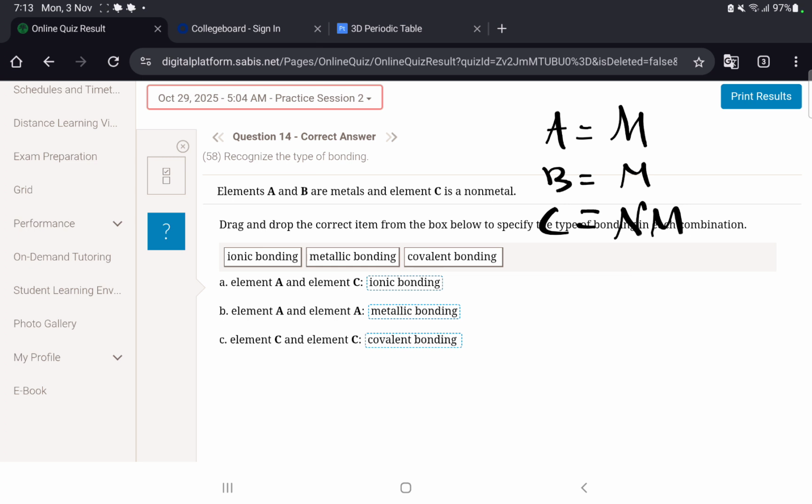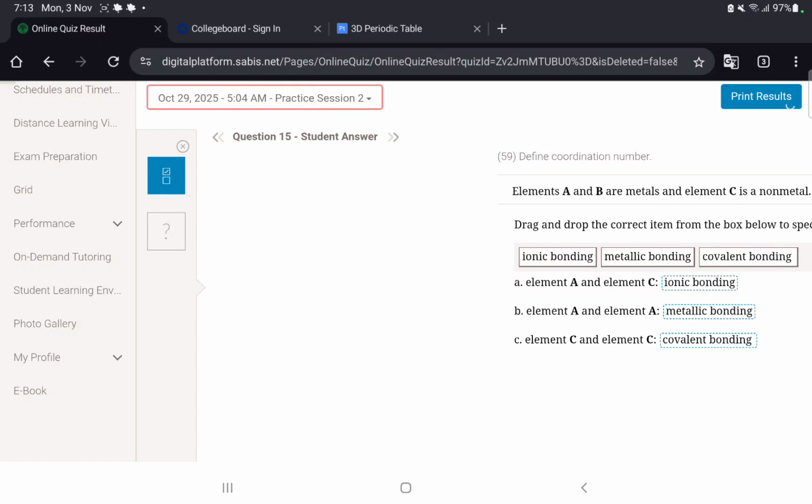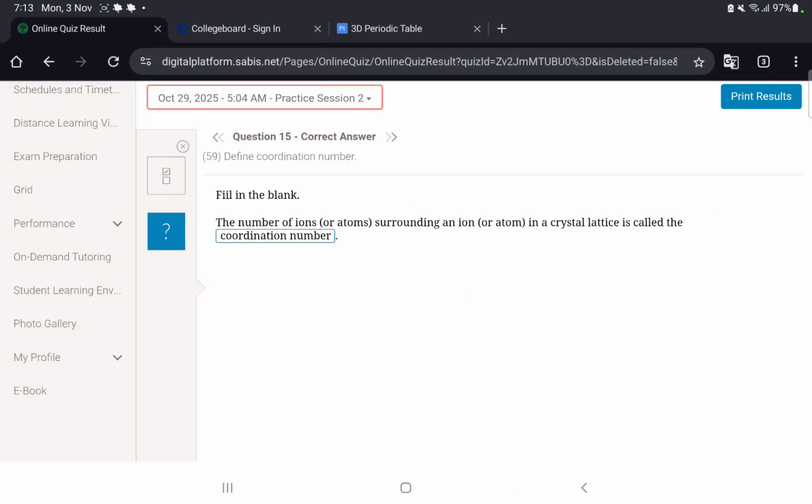A with A. Metal, metal. Metal with metal is what? Metallic bonding. C with C. Non-metal with non-metal, always covalent bonding. That's how you look at it. You don't look at it as C with C. No. You look at it as metal, non-metal, metal, metal, non-metal, non-metal.